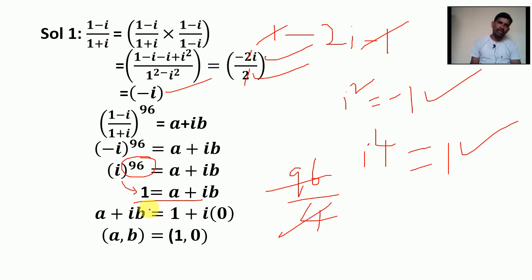Sir, a plus iota b equal to 1 can be written as 1 plus iota into 0. So by comparing on both sides, we require a comma b. a is 1 and b is 0. So this is question number 1.